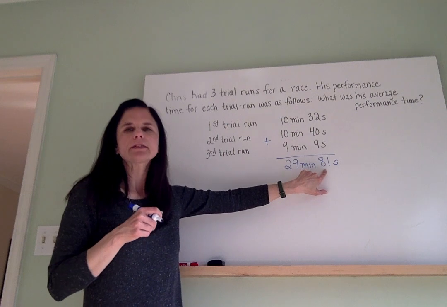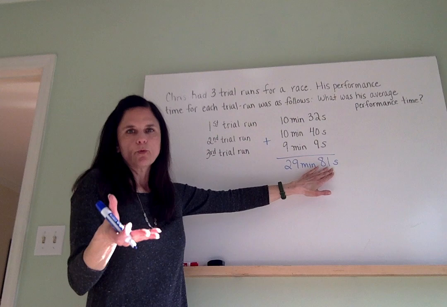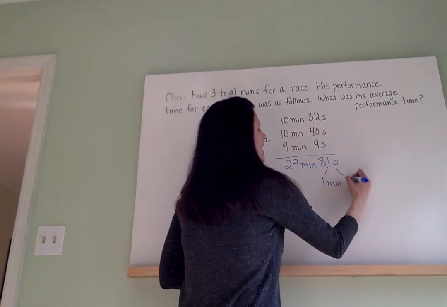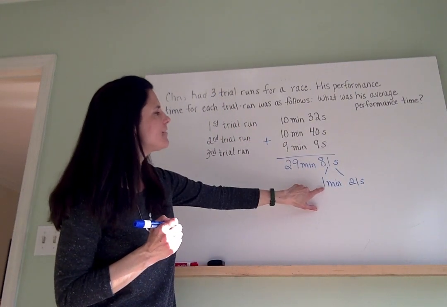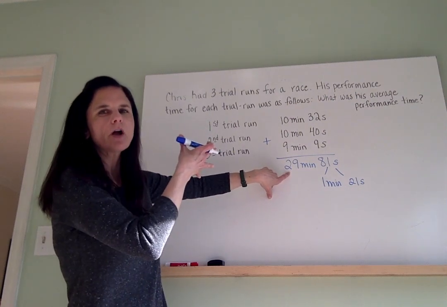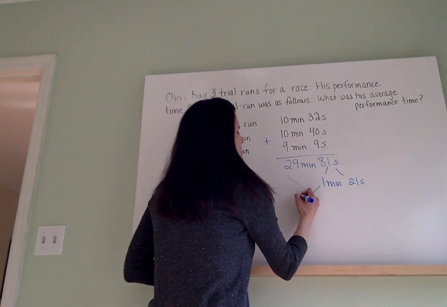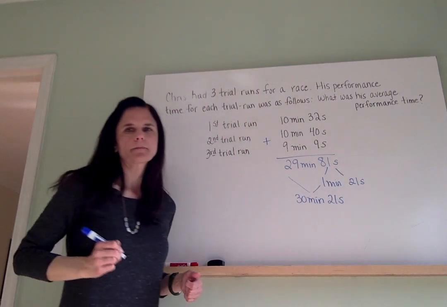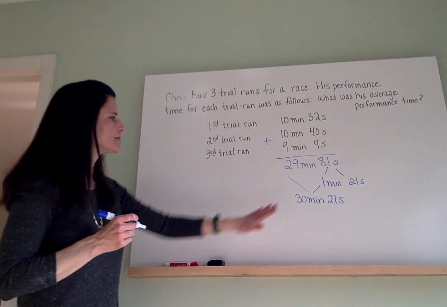Well, let's look at the 81 seconds first before we even find the average. You know that 60 seconds is equal to 1 minute. So really, 81 seconds is 1 minute and 21 seconds. So why don't I take that 1 minute and combine it with the 29 minutes, and you can see that would obviously make it easier to divide. So when I do that, I end up with 30 minutes and 21 seconds, just renaming that 81 seconds as 1 minute and 21 seconds. So that's his total.